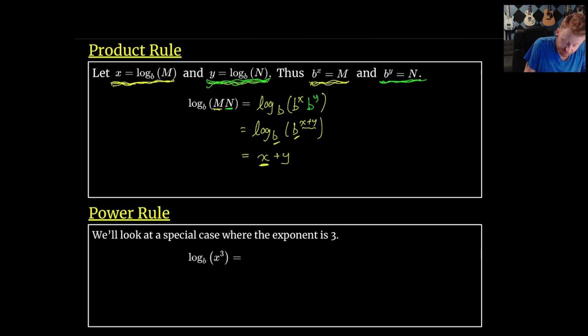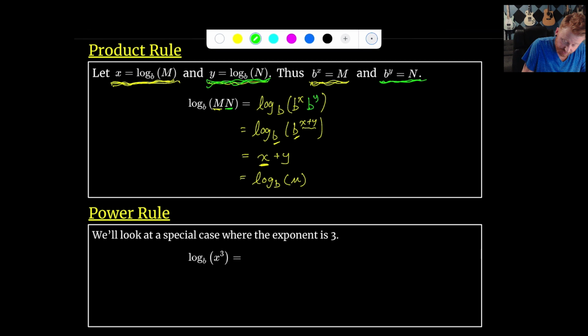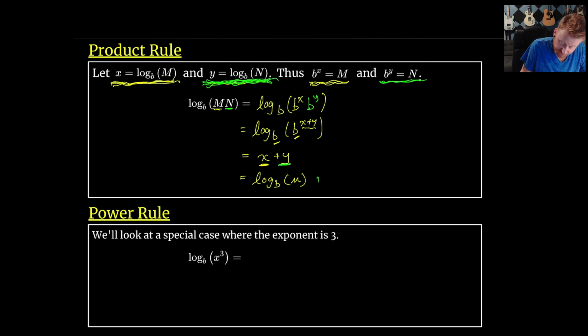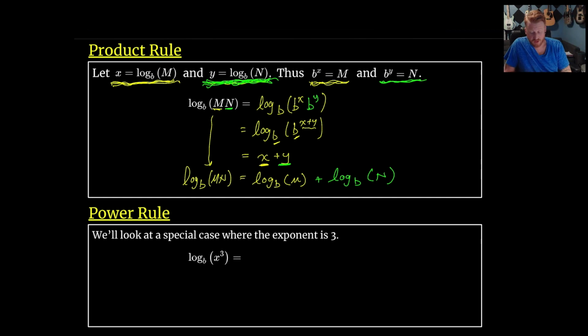We know that x is equal to the log base b of m, so this says equals log base b of m. And we know that y is equal to the log base b of n. So this says plus log base b of n. And there we go. We have it. I just rewrite the first thing that we stated, which was log base b of m times n, is equal to the sum of log base b of m and log base b of n. So there we go. We've got it proved. We are free to use it.